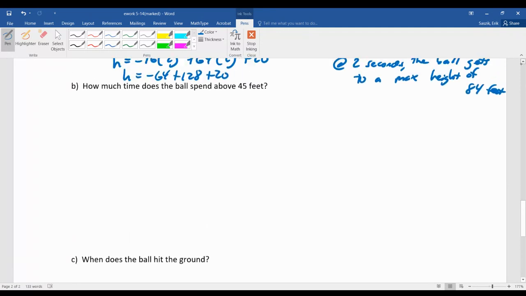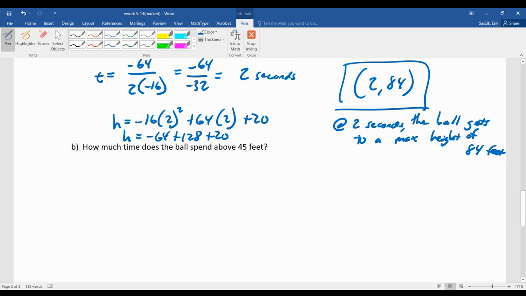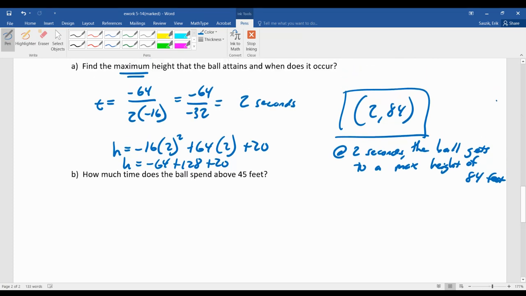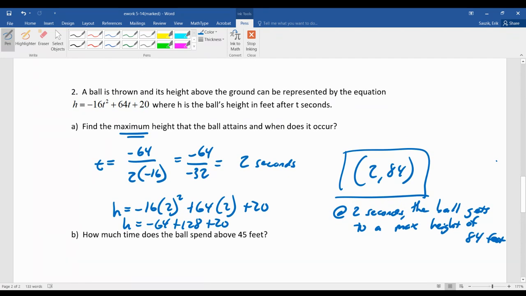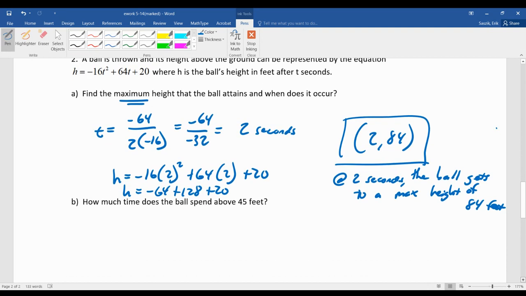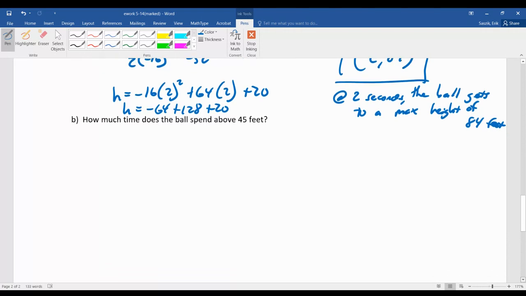Okay. Now this next one looks a little bit different. Look, it says, how much time does a ball spend above 45 feet? Well, we see here in part A that it got to a height of 84 feet. If you look at the equation, I didn't ask you in this one, but remember they have a starting height of 20. So it gets thrown upwards. So how much time does a ball spend above 45 feet? What are you being given here? That 45 is its feet, so it is the height, right? So we're going to replace the h with 45.